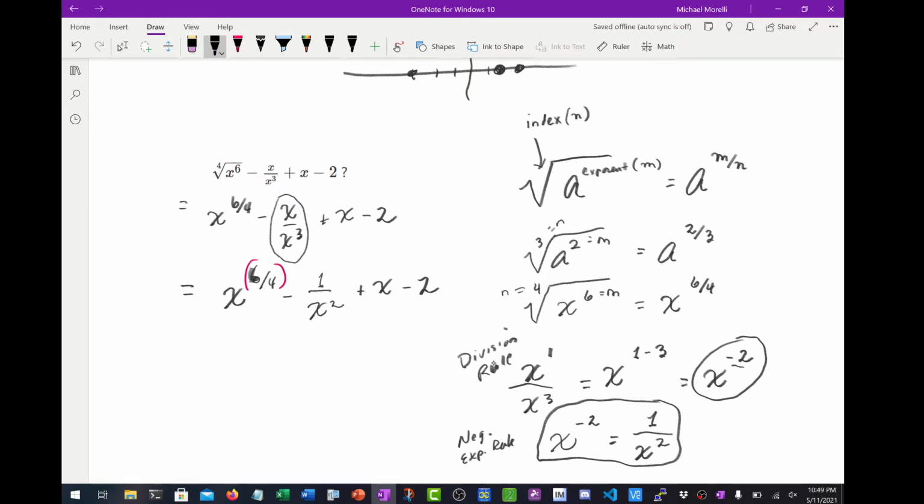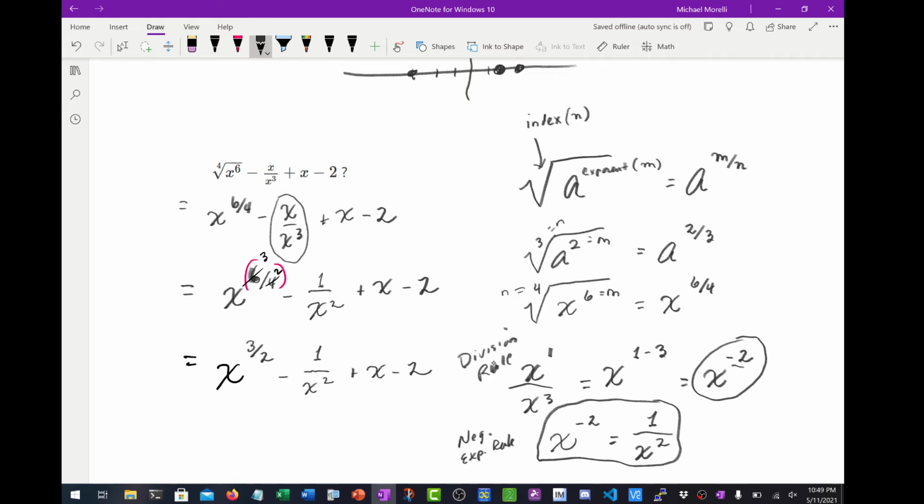So 6/4 I can divide by 2, and that will give me 3/2. So in final form, they want us to do x raised to the power of 3/2 minus 1 over x squared plus x minus 2.